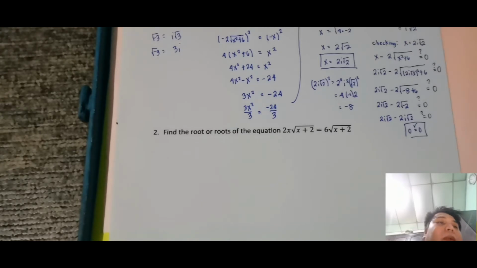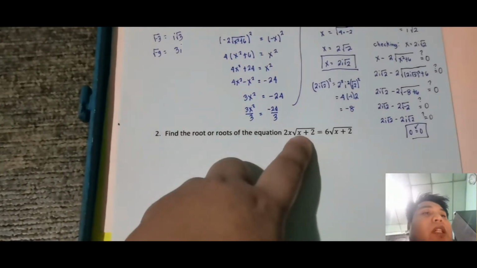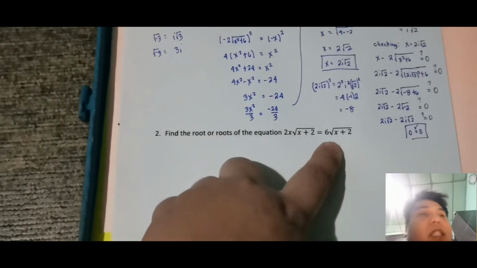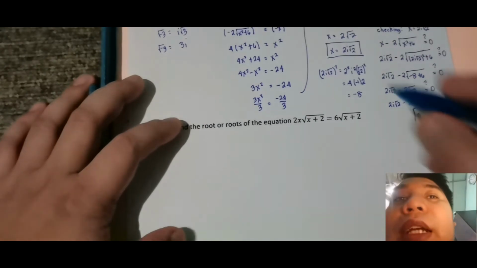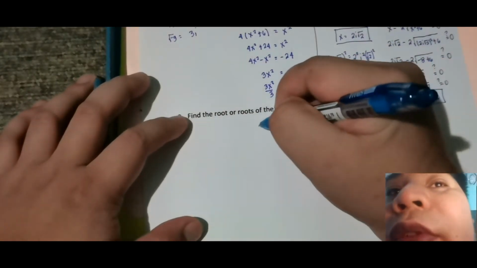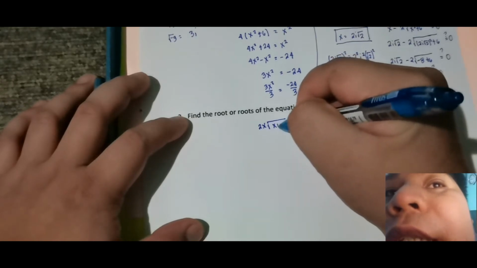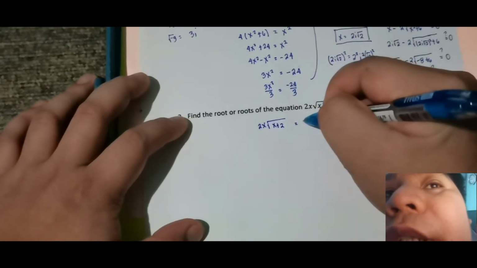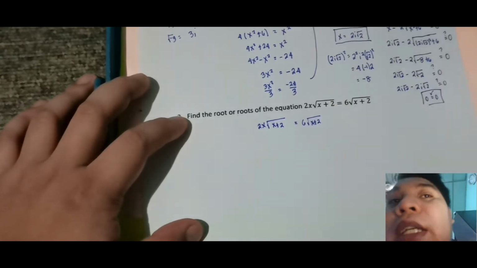Pwede ko po bang i-divide na lang both side by square root of x plus 2? Yes, pwede natin gawin yun. So, parang meaning kakancelin na lang natin siya. Kasi nga, parehas eh. Square root ng x plus 2, isang term lang naman yan. 6 square root of x plus 2, isang term lang naman yan. Okay, so rewrite ko lang muna. So that is 2x square root ng x plus 2 equals 6 square root ng x plus 2.